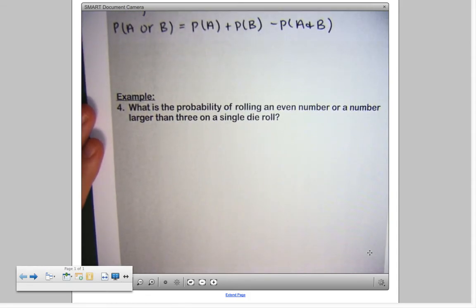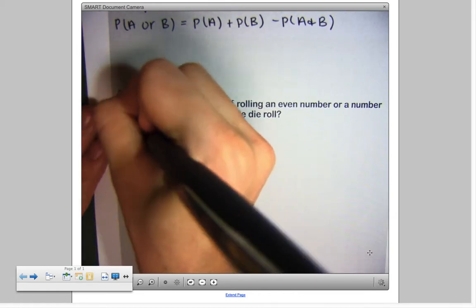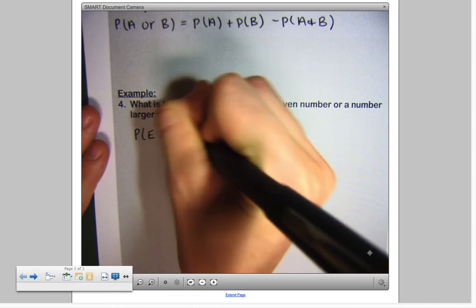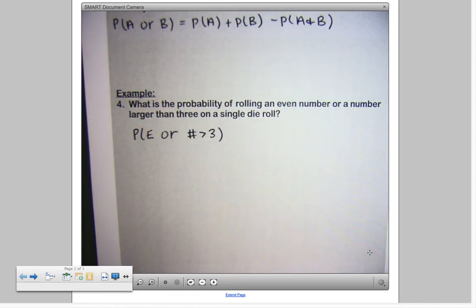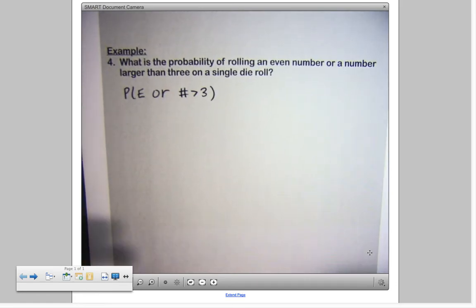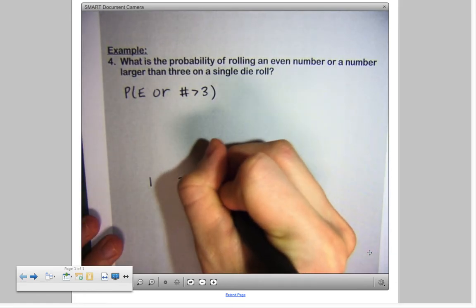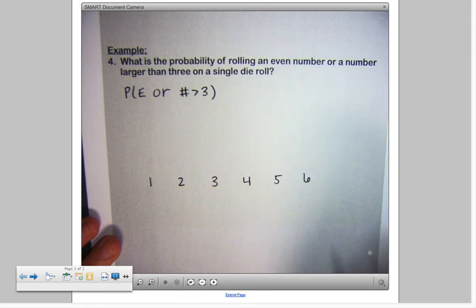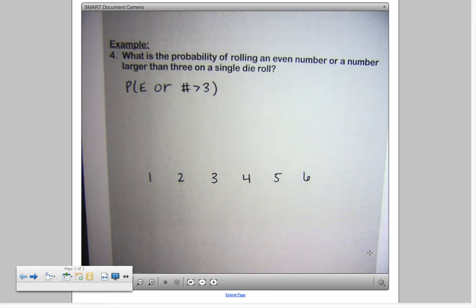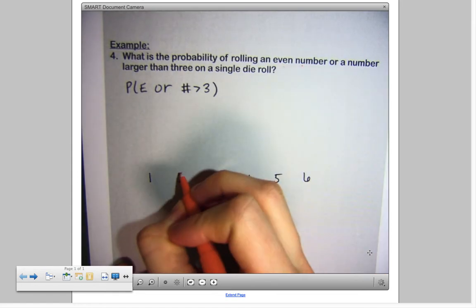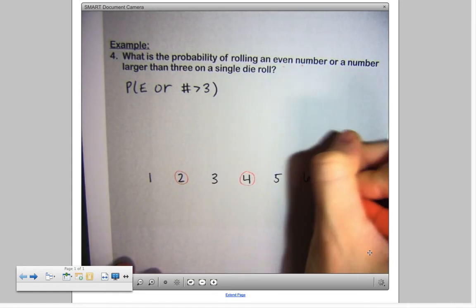Okay, so we want to know the probability of rolling an even number or a number larger than 3. So we have the probability that it's even or greater than 3. Down here I'm just going to list all the things that we can roll on a die. So we can roll the numbers 1 through 6. Let's just look at the first event. We want an even number, so I'm going to circle all the even numbers: 2, 4, and 6.